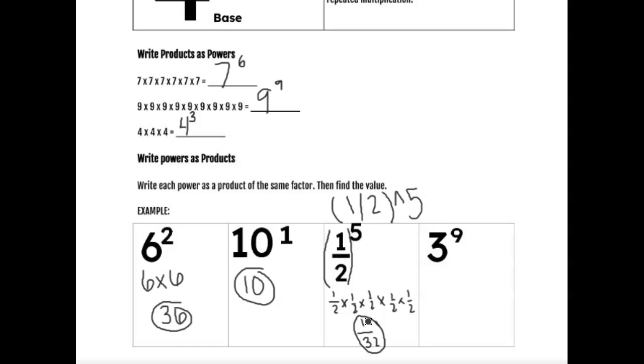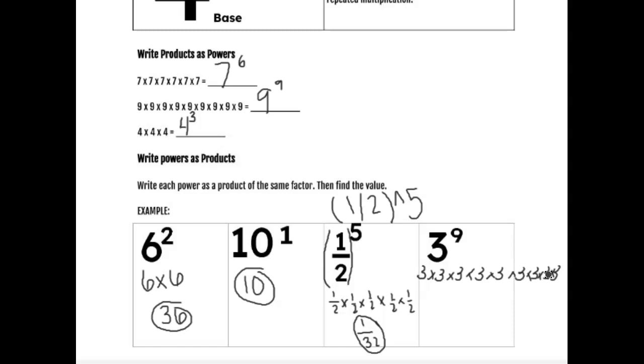Our next one is 3 to the 9th. This 9 means I'm going to write out my 3 9 times. So 1, 2, 3, 4, 5, 6, 7, 8, 9. Now, if you run out going straight in a row, you can go down below it.